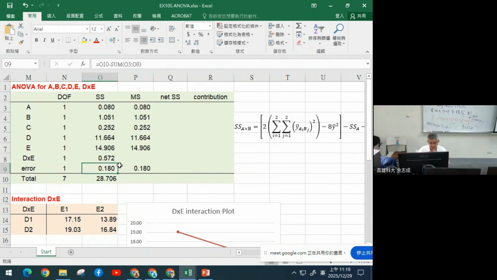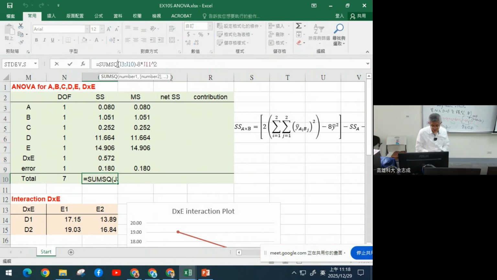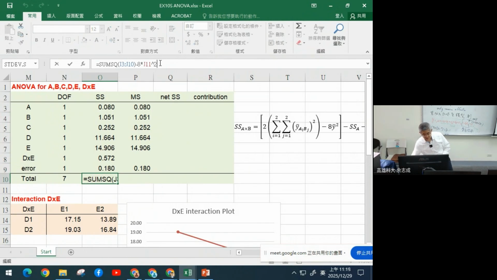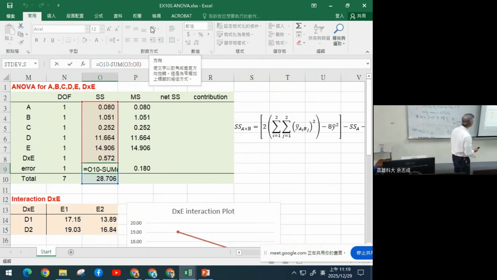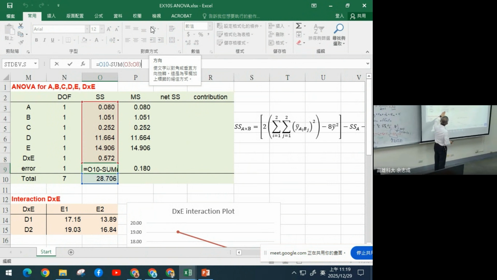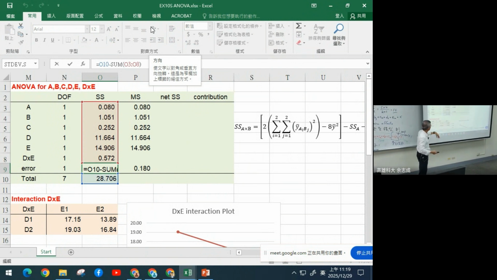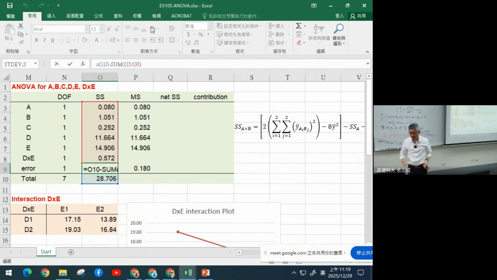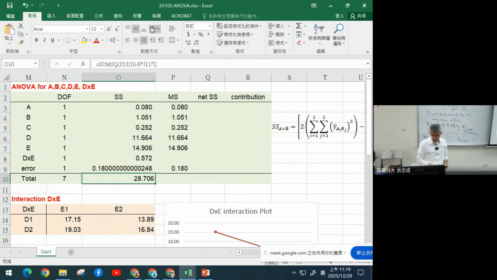As you can see, the sum of square due to error will be changed as well. If you did the equation correctly, you'll see the sum of square due to error will be calculated by total sum of square minus your model. Now your model has increased to include interaction DE. So not just A, B, C, D, E, you have to minus the sum of square due to this interaction. Then you can find out what is the sum of square for error in this case.